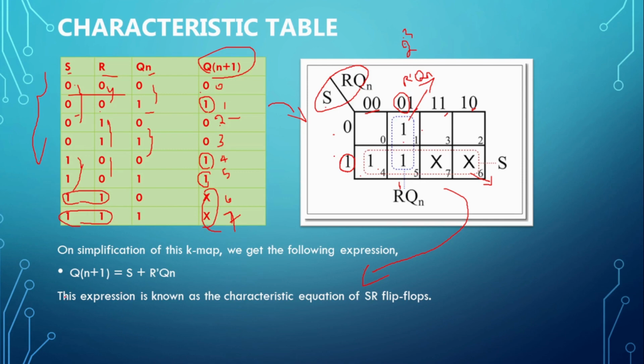Finally, you need to write the equation with the sum of products method: Qn plus 1 equal to S plus R dash Qn. So S is one of the groupings, and R dash Qn is the other group.